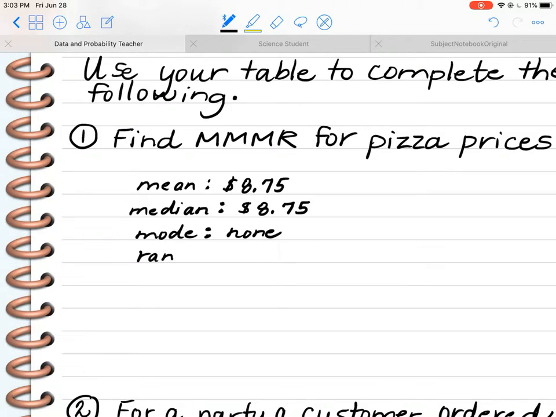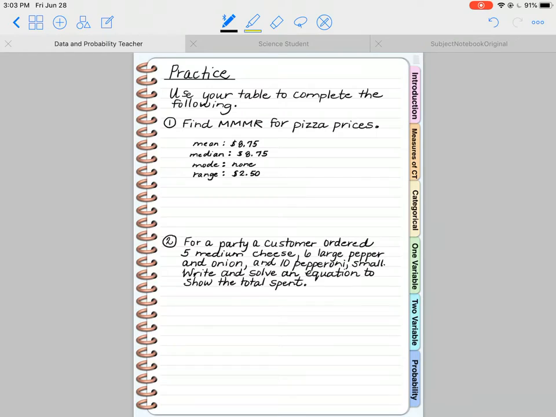And the range was $2.50. It's a pretty small range. And what that tells me is that the pizzas are pretty close in price. There's not a huge difference in those.